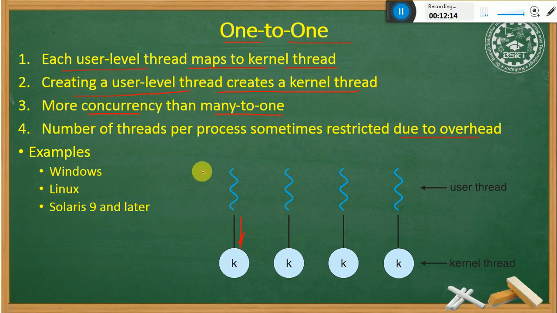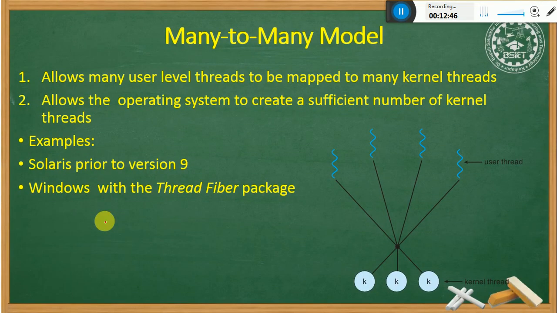So that approach is called one to one. It is more concurrent than many to one, but there is the overhead of multiple kernel threads in this model. Examples of operating systems that use the one to one approach are Windows, Linux, and Solaris 9 and later versions. So that is the one to one multi-threading model.